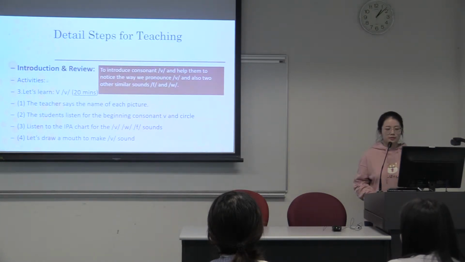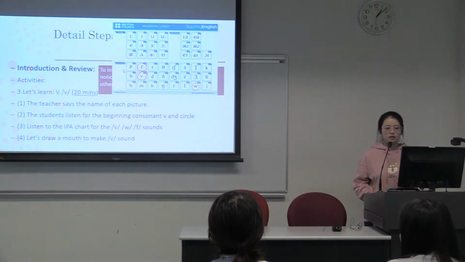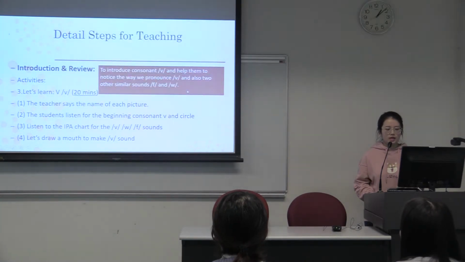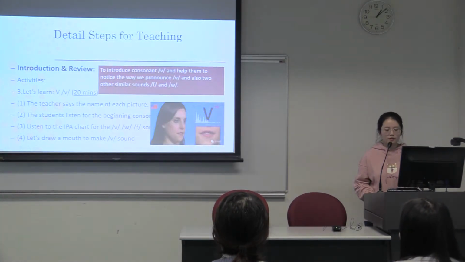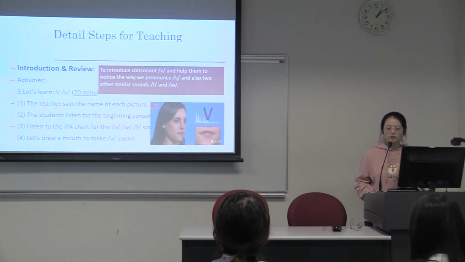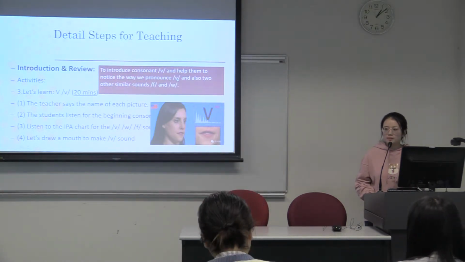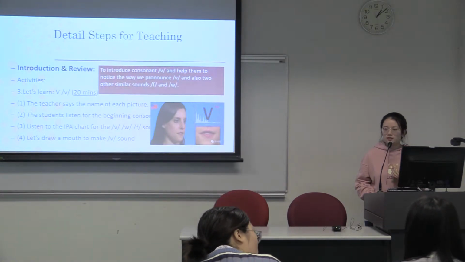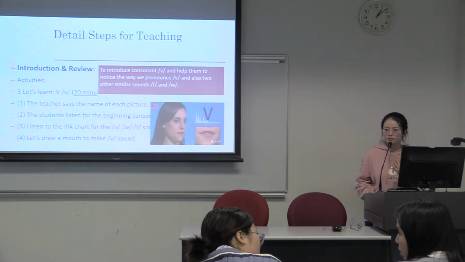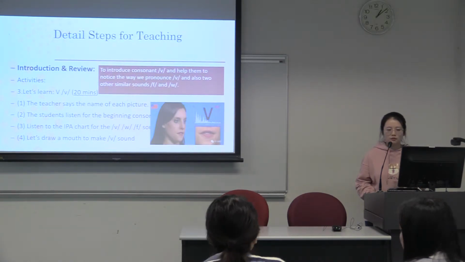Then the teacher will introduce the IPA chart from the British Council, the phonics chart, and let students listen to the symbols, and let them draw the mouth shape of the sound. Then they will differentiate the sounds and learn that their mouth shapes may be the same but the sounds are different: one is voiceless and one is voiced. Let them know the difference between similar consonants.